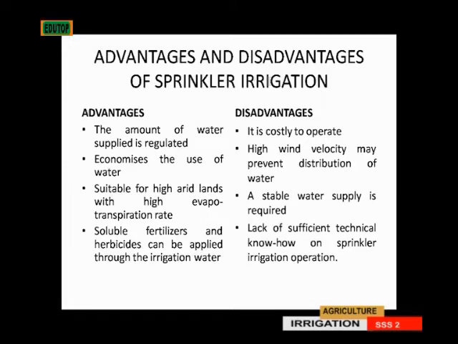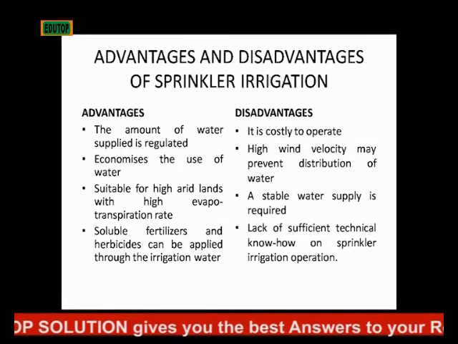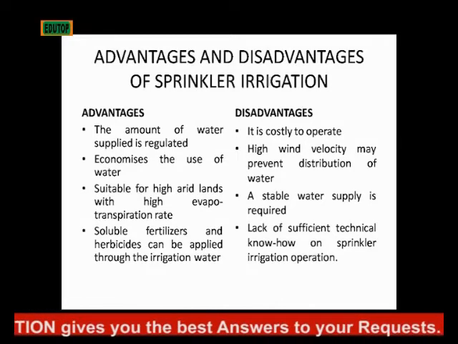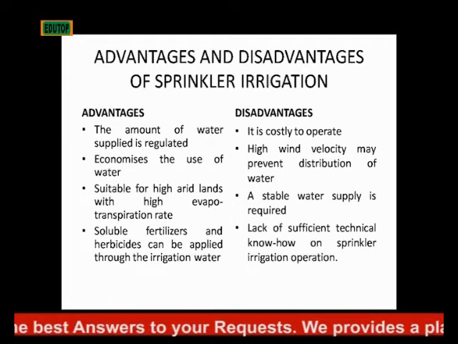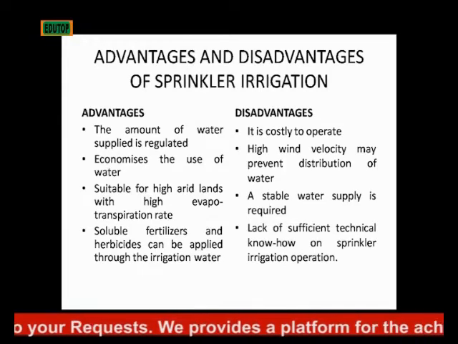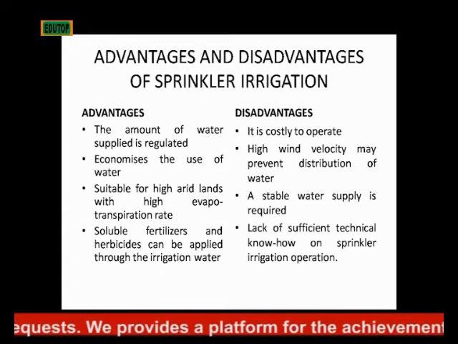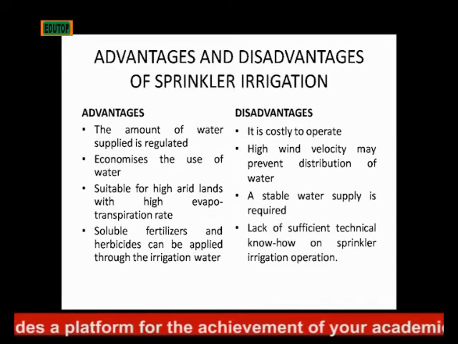The disadvantages of this: number one, it is costly to operate. You have to bring in pumping machine, bring in nozzle, use pipes and the rest, so it's expensive. Then high wind velocity may prevent the distribution of water. Then a stable water supply is required, so you have to have a stable source of water that you are using.